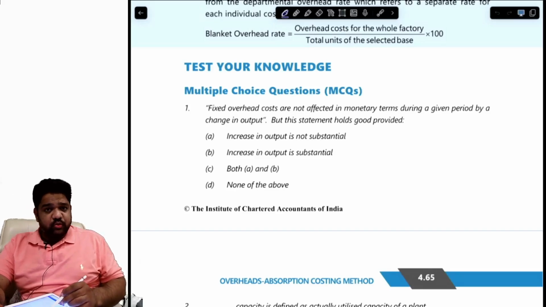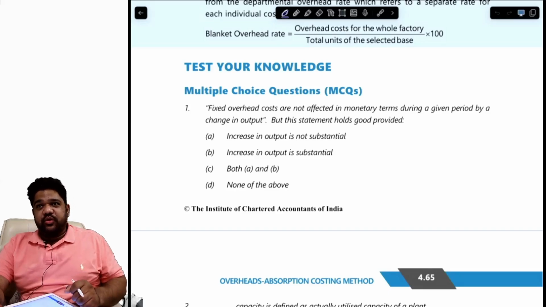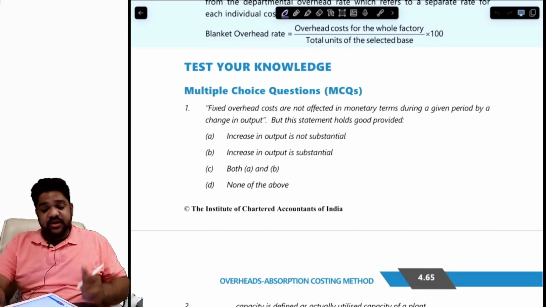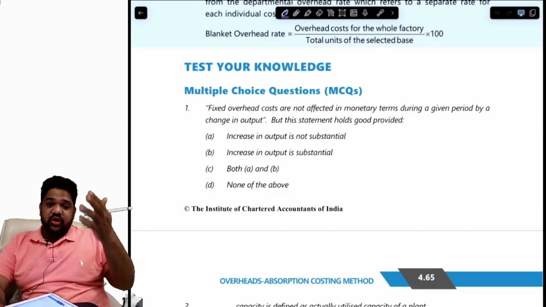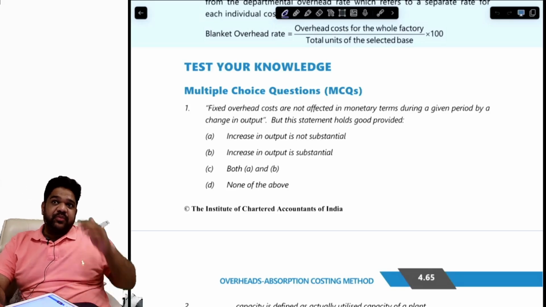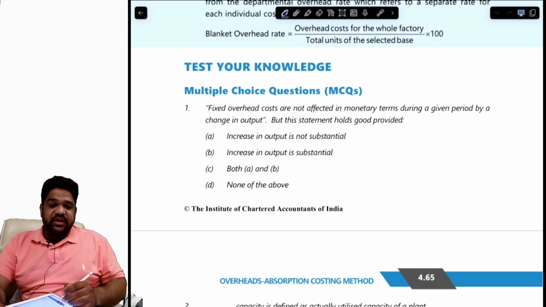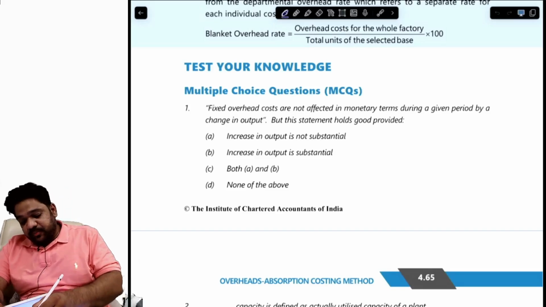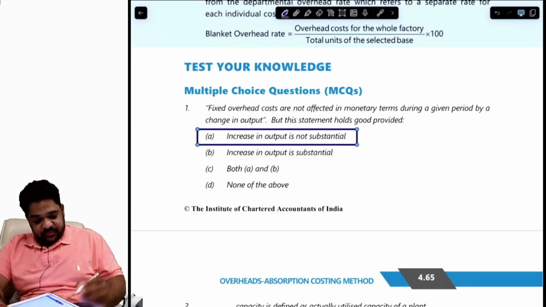When the increase in output is not substantial, when the increase in output is substantial, both A and B, and none of the above. See, guys, you will have to remember this. We have discussed this multiple times. Fixed cost remains fixed up to a certain range. The moment you cross that range, the fixed cost also changes, right? That relevant range, if you cross that, you will have an increase in fixed cost as well. So it will remain fixed only and only if the increase in output is not substantial.